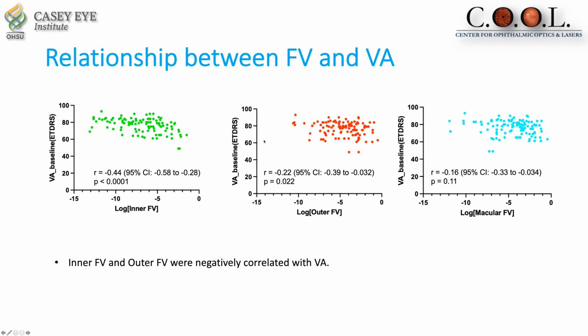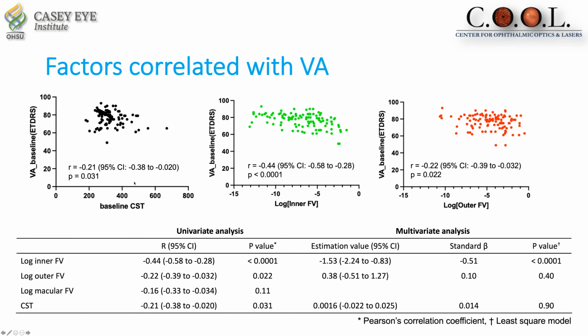What is the relationship between fluid volume and vision? As we expected, there is a clear negative correlation between inner fluid volume and visual acuity. And there was also a weak but significant correlation between outer fluid volume and visual acuity. Of course, we also found a significant relationship between central subfoveal thickness and visual acuity.